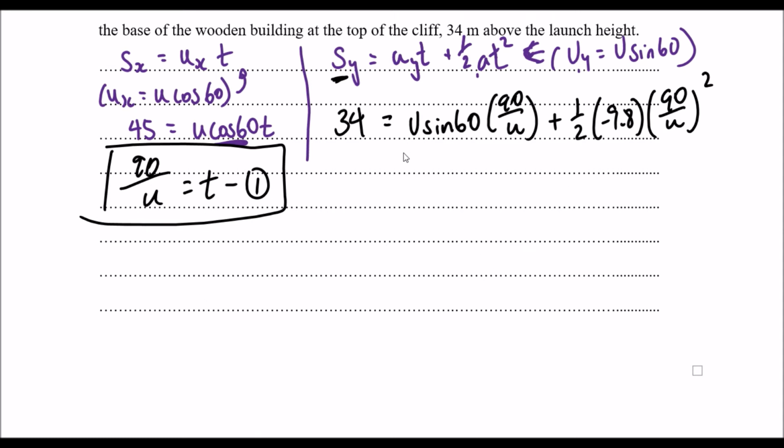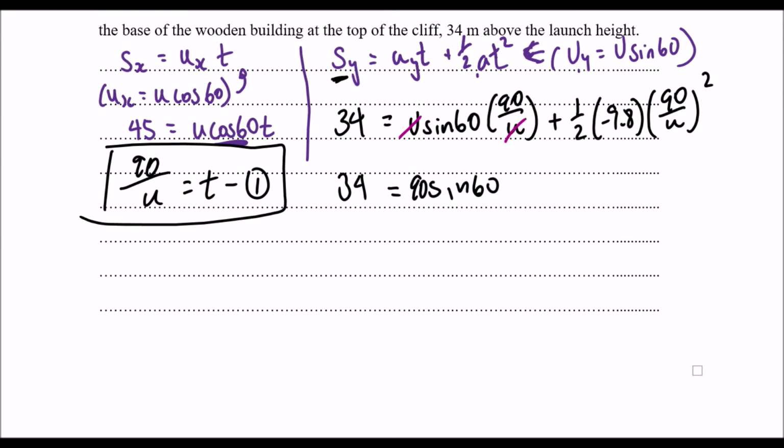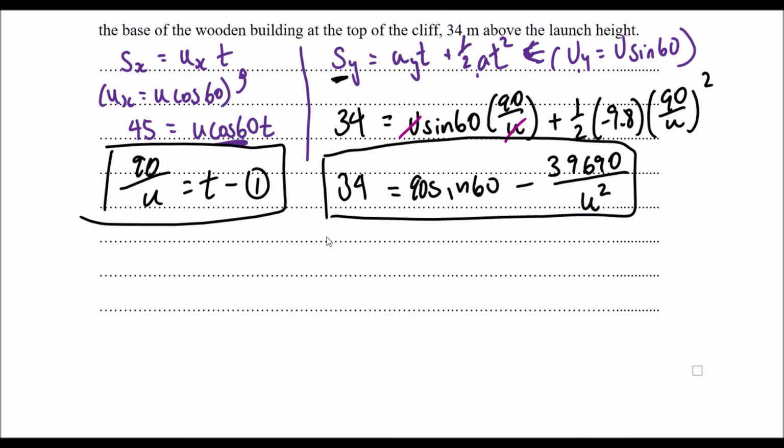Okay, so what we can get here now is 90 sin 60, because U and U here cancel each other out. Just do a little jot down there so we make that very clear. And then at the end of this calculation, we get negative 39,690 over U squared. So this is our new equation we get from that substitution.